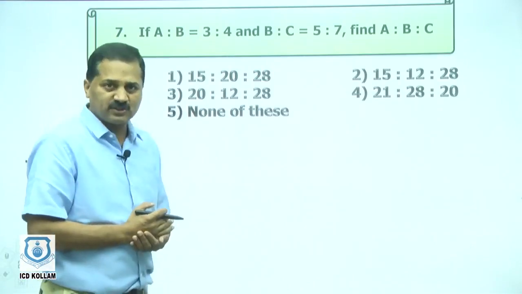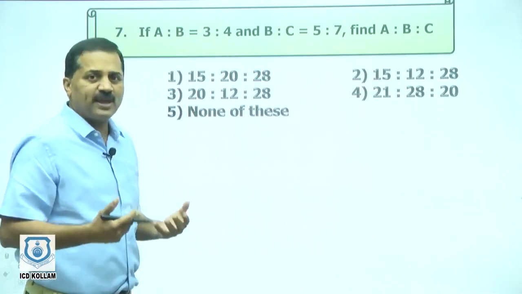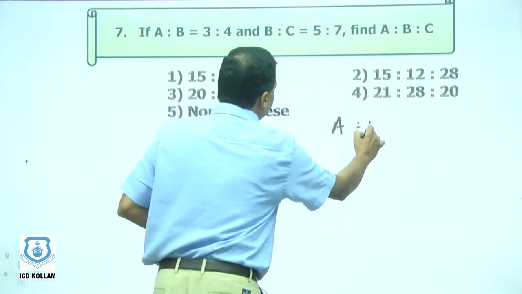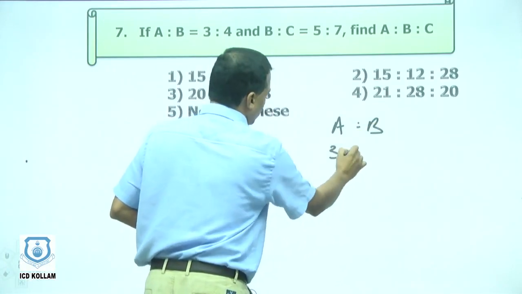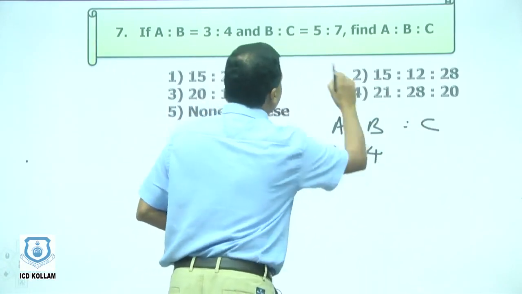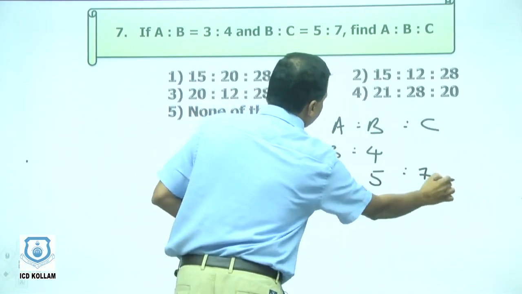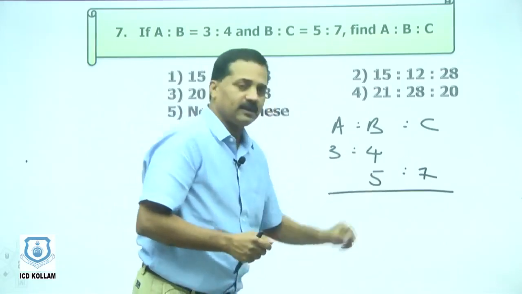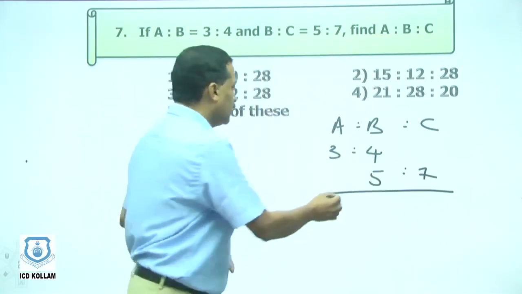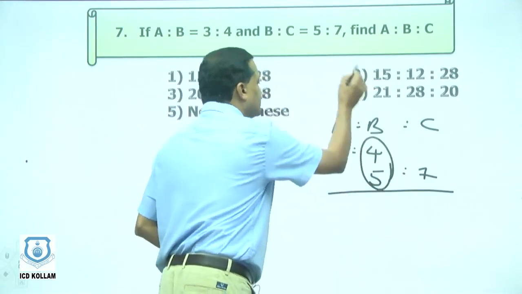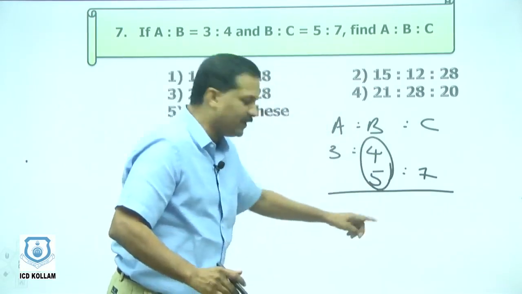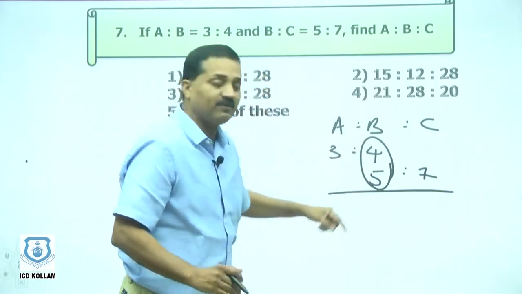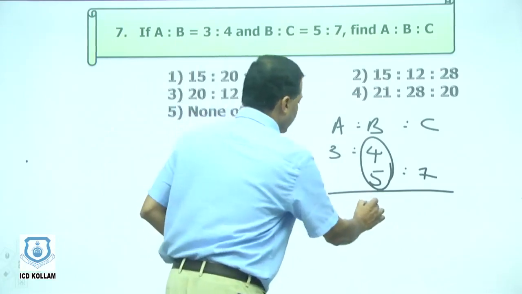A is to B is as 3 is to 4. B is to C is 5 is to 7. What is the continuous ratio of A is to B is to C? Okay, I am going to write down what is given. A is to B is 3 is to 4 and B is to C is 5 is to 7. Now look, B is connected with both A and C and B is having 2 values. Merge them into one single value. You can write down any figure here, but for the sake of convenience take the LCM of the 2 numbers, 4 and 5, 20. So write 20 here.